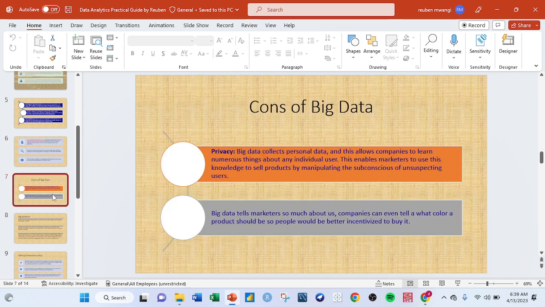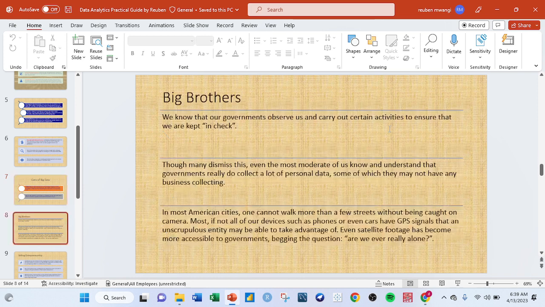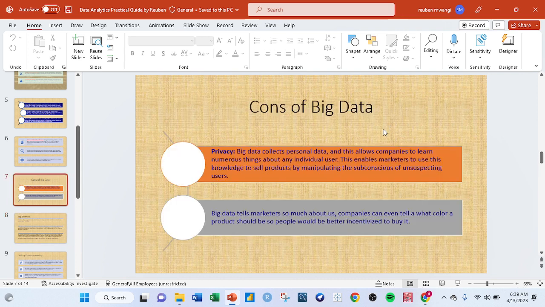So the other one is about disadvantages, because we say everything that has advantages must have disadvantages. So we have the disadvantages of big data. Number one is privacy. When a lot of data is available, there is insecurity. Big data collects personal data, and this allows companies to try numerous things about an individual user. So these enable marketers to use knowledge to sell products by manipulating the subconscious of unsuspecting users.